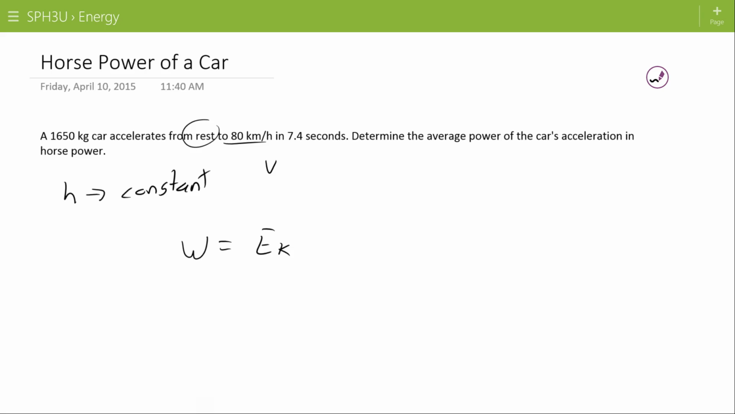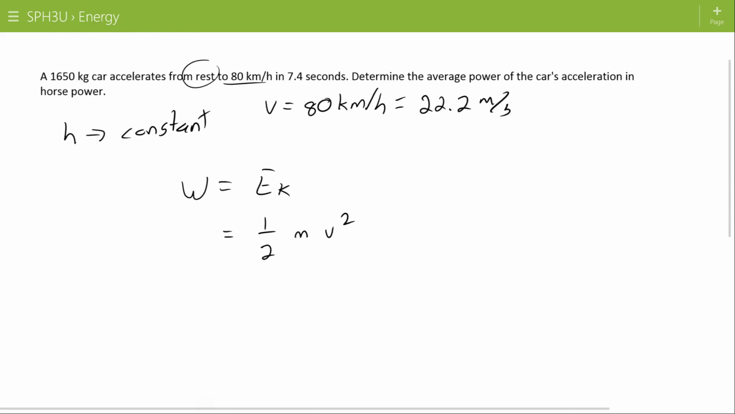We need to be a little careful here because the speed given here is in kilometers per hour. We need that in meters per second. So 80 kilometers per hour in meters per second works out to 22.2 meters per second. So with that in hand, we can go ahead and substitute into our kinetic energy formula.